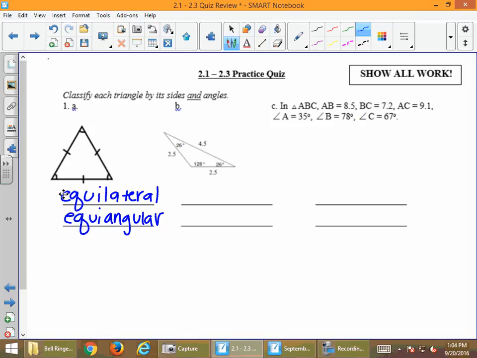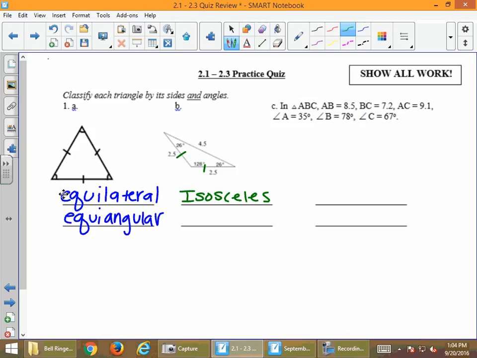If we look at B, what do we notice about the sides of B? Courtney? 2 of them are the same. Good. So if 2 of them are the same, we would call it what? Good, isosceles. So if we know 2 sides are the same, these 2 right here, the same measurement, then we know it's isosceles.